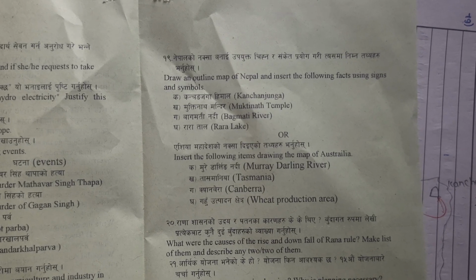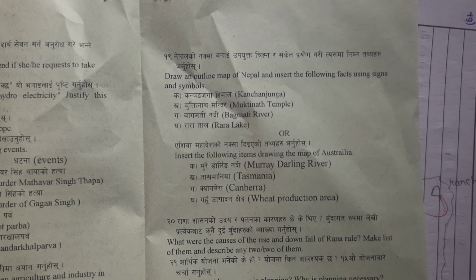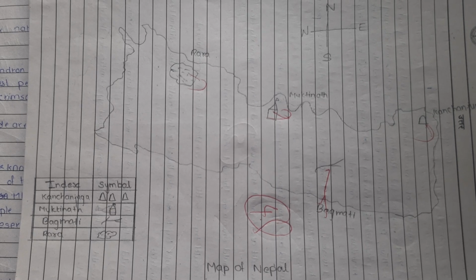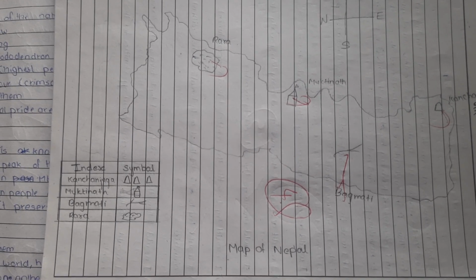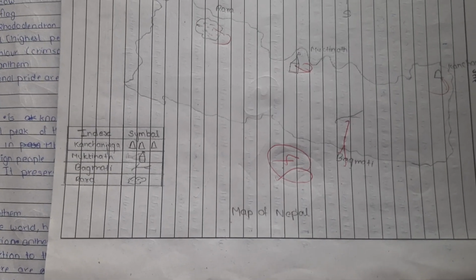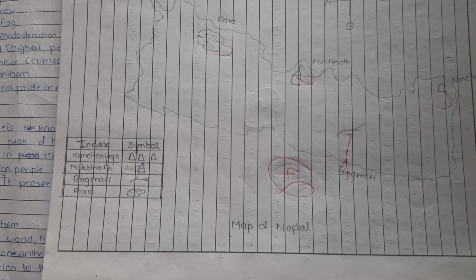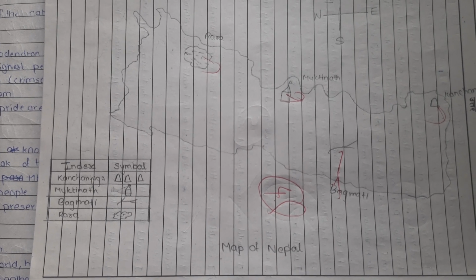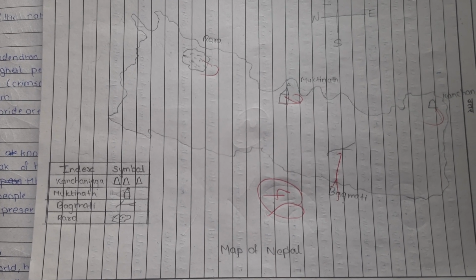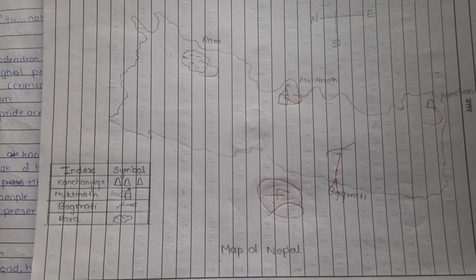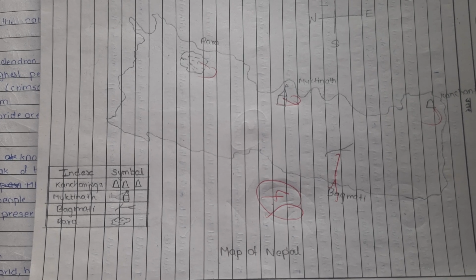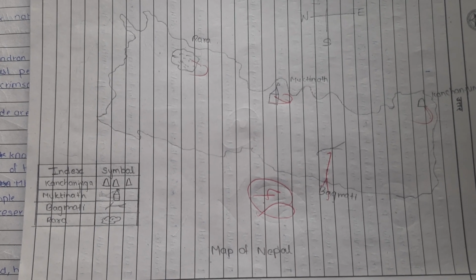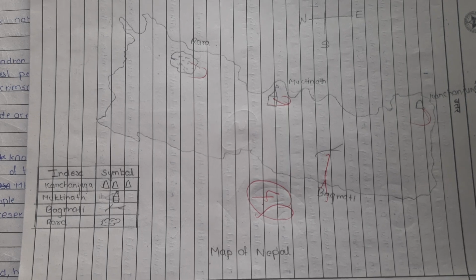Question number 19 is, draw an outline map of Nepal and insert the following facts using signs and symbols: Kanchenjunga Himal, Muktinath Temple, Bagmati River, Rara Lake. But this student has written every answer: Rara, Muktinath, Bagmati, Kanchenjunga. But in terms of Kanchenjunga, slightly mistake. Muktinath as well, Rara and Bagmati also in the same fashion. So I gave 0.5 marks for each location, and 2 marks for Nepal's map. 2.5 I must say. So 2.5 plus 2, 4.5. Out of 7 marks, he or she has secured only 4.5 marks.